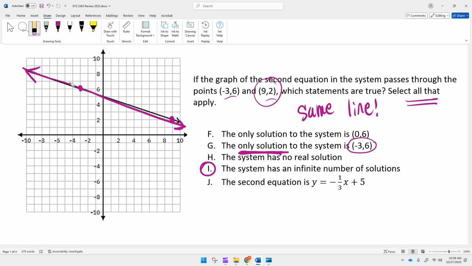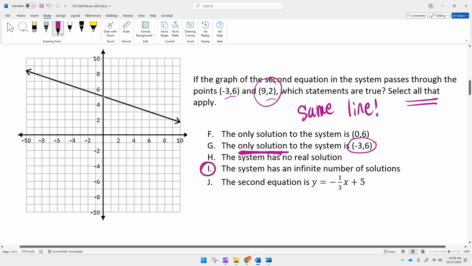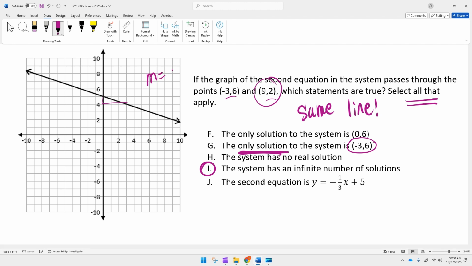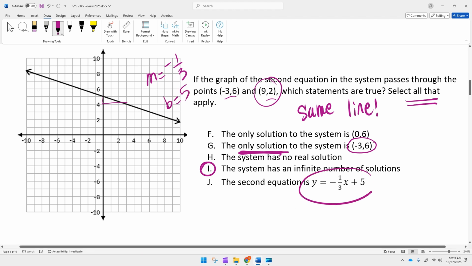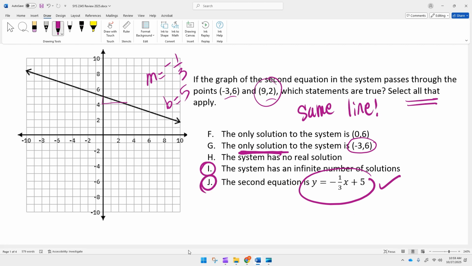So let's identify our slope. Our slope is down 1, right 3. So that means your m value is negative 1/3. You also have a y-intercept of 5. If you notice, in the case of this, you do have the matching y value. So the equation of that line is given to you. So this one, you would select both I and J. Does that make sense? Any questions on that?